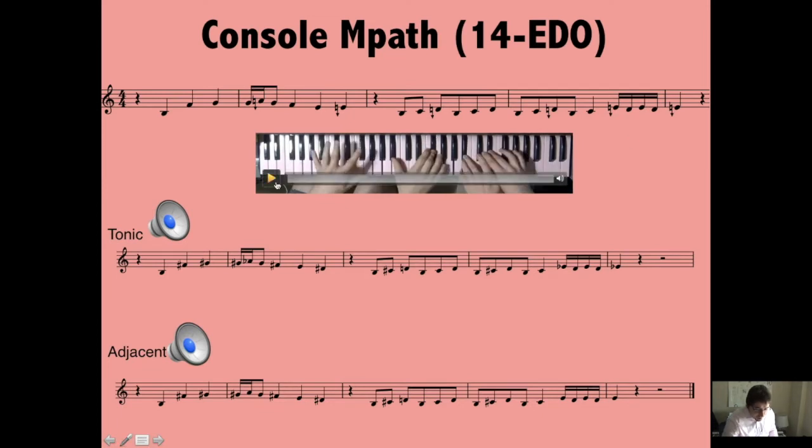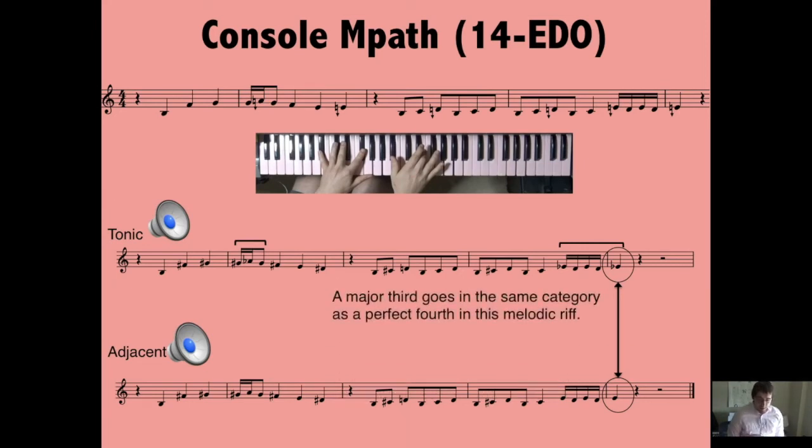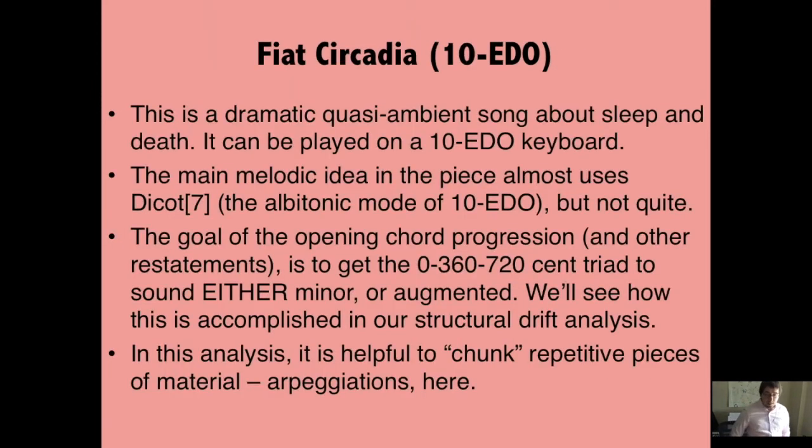And let me play this again. It's this note here. You hear how when I did that, both of those notes were the same? But now here in the adjacent version, they're different. We talked about the tonic version, the differences there. The brackets indicate that, and then the circles here indicate that we actually get to different notes at the end. So a major third goes in the same category as a perfect fifth in 14 tonical temperament, which makes it xenharmonic through structural drift. These two destination notes that normally end up sounding different in 12 sound the same in 14. So that's the first example.